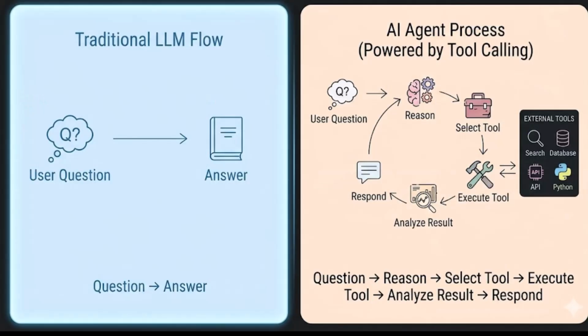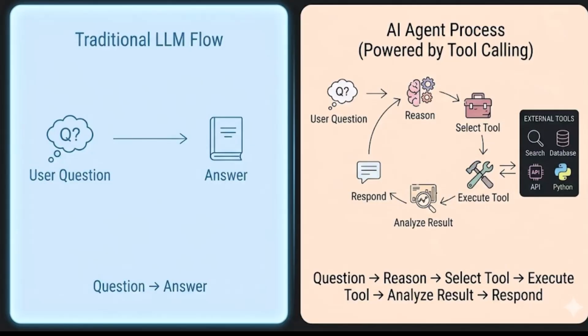Now let's move to the highlight of this session, the AI Agent plugin. A traditional LLM follows a simple flow: question and answer. An AI agent follows a smarter process: question, reason, select tool, execute tool, analyze result, and respond. The ability to use external tools and make decisions during execution is what makes an AI agent powerful. This is enabled through tool calling, also known as callback functions.